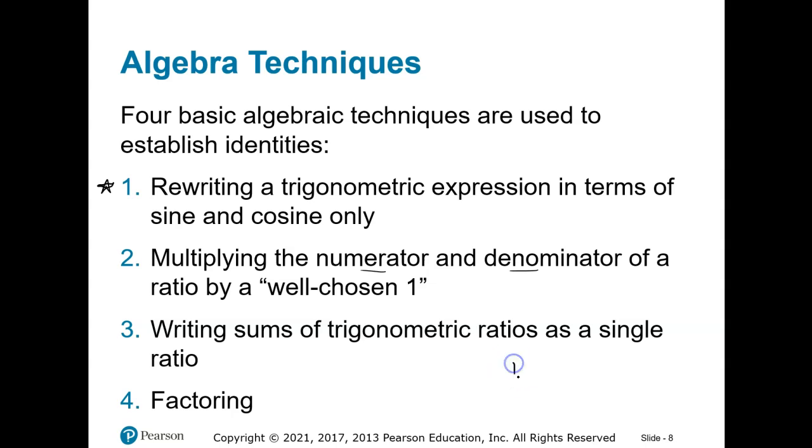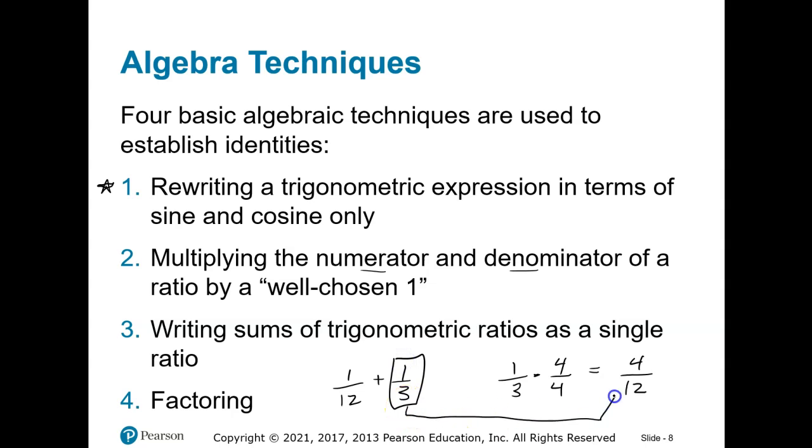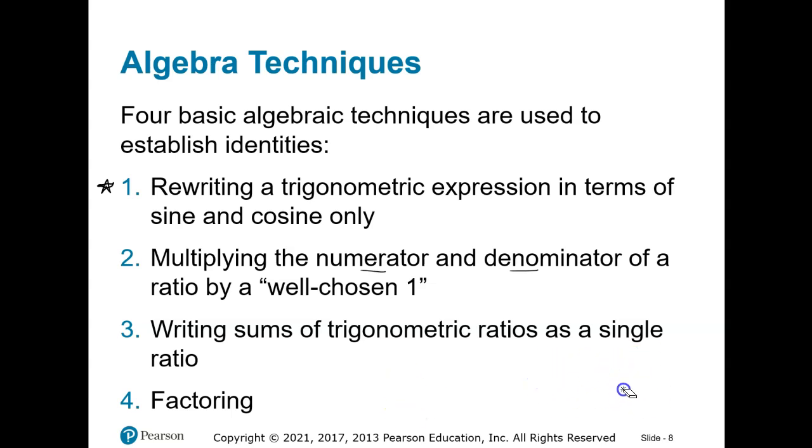It's no different than, I got 1/3 and I'll multiply by 4 over 4. That's a well-chosen one, and now I have 4 over 12, right? So if I was adding this to 1/12 plus 1/3, the purpose of multiplying by this well-chosen one was to get an equivalent expression that I could add to this, that was very similar to that. It's just we're going to be using a different end goal for why we're multiplying by that well-chosen one. But that just means the top and bottom are the same number when we see that well-chosen one phrase.